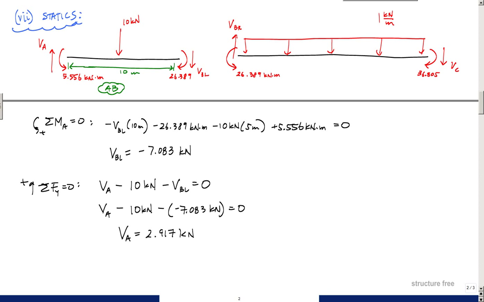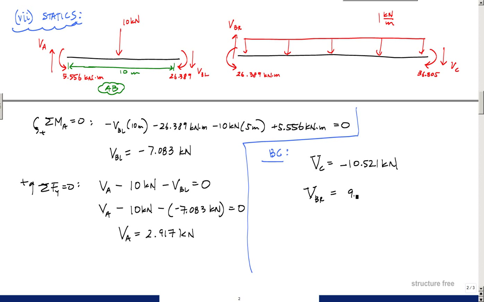And then doing the same thing for member BC. Oh, don't judge me on this line right here. For member BC, you just sum moments about point B, and hopefully I don't have to show you this again, but you would get that VC is equal to minus 10.521 kilonewtons. And hopefully I'm right. Maybe some of you are checking. It's like YouTube homework. And then summing forces in the Y after you find VC, I would get VBR on the right side is equal to 9.479 kilonewtons. And now I'm ready to draw the shear and moment diagrams here.